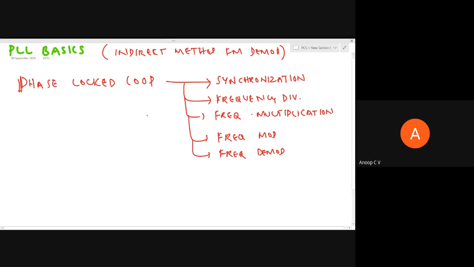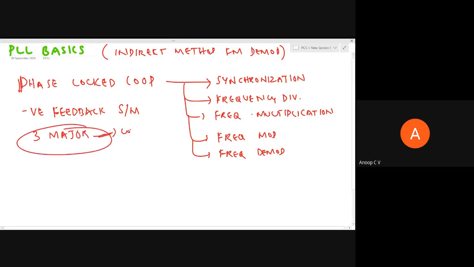So basically, if you ask me what is phase lock loop, it's a negative feedback system, right? And it mainly consists of three major components. So initially, what I'm going to discuss is the components. It's a negative feedback system with three major components.